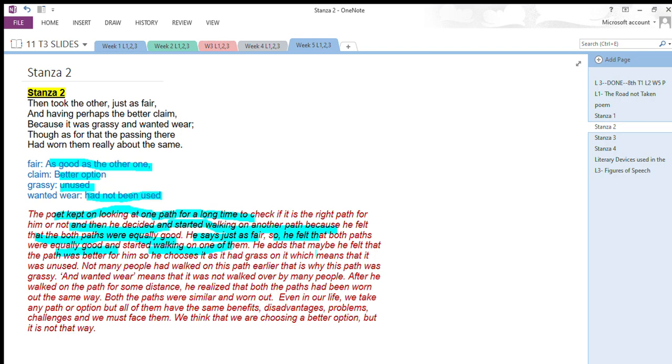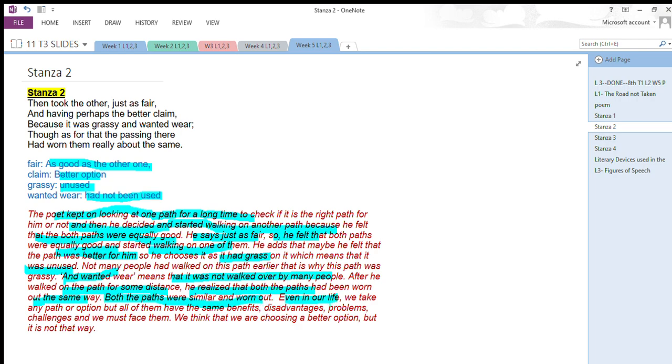He adds that maybe he felt that path was better for him because there was grass on it, which means that it was unused. Since it was not used by many people, he made the choice to take that path. Okay, "wanted wear" means that it was not walked over by many people. After he walked on the path for some distance, he realized that both the paths had been worn out the same way. Both the paths were similar and they were worn out.